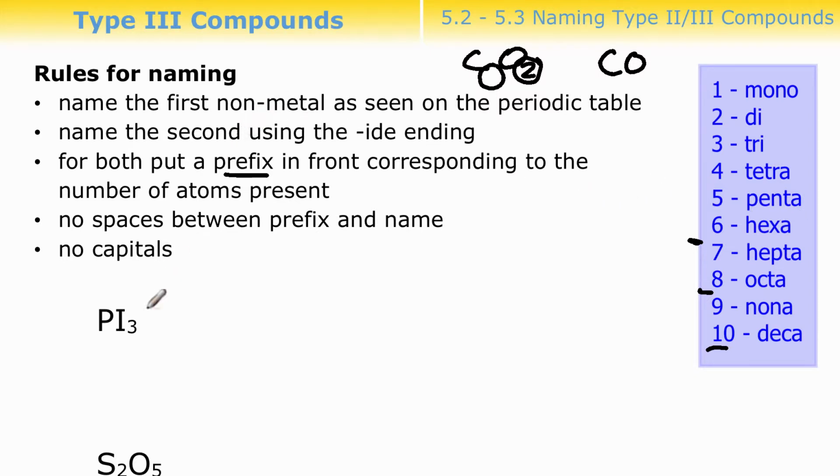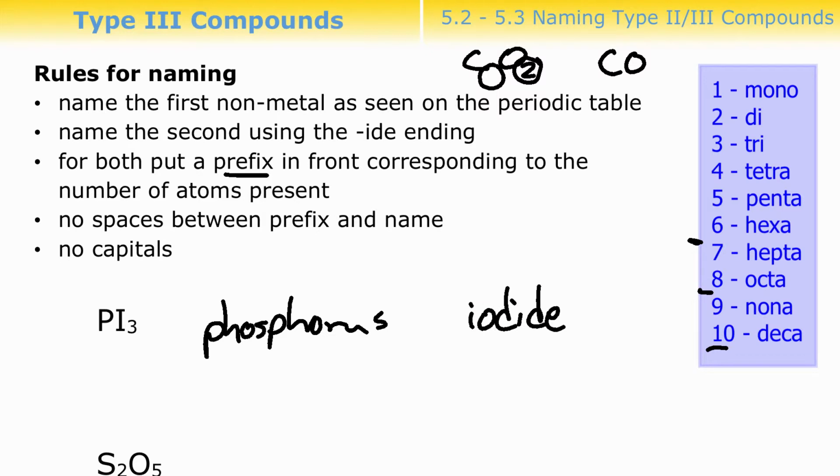So let's try some examples. Another thing, just in the naming convention: don't put a space between the prefix and the name, and don't use capitals. So for PI3, I would name the first one, phosphorus. And then the next one is iodine, so I'd have to call it iodide, not iodine. You change that last bit. And then since there are 3 of them, I put a tri there. So triiodide. Notice no space there, also no capitals. There is a space between each of the nonmetal names.